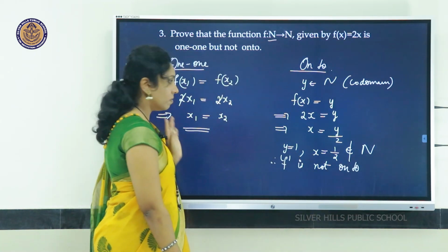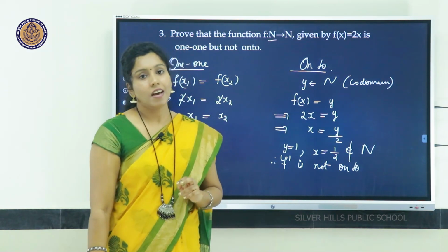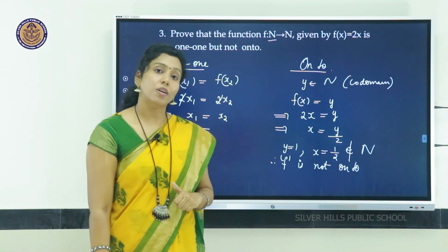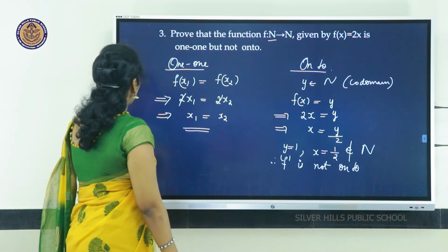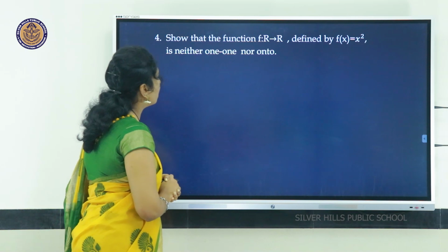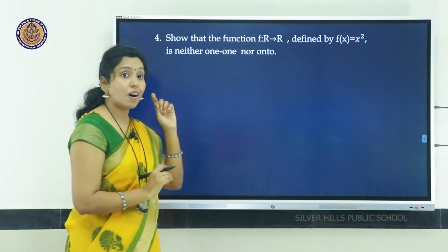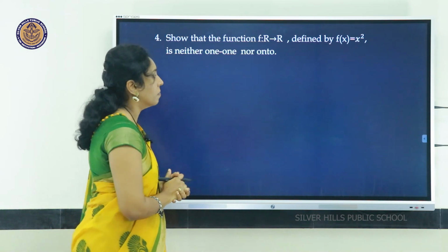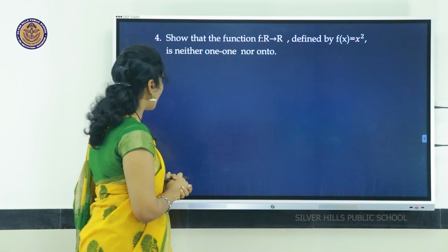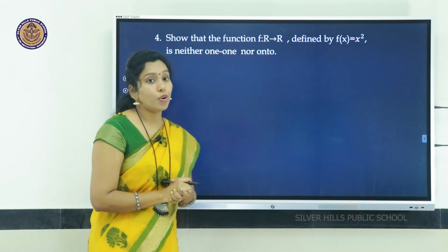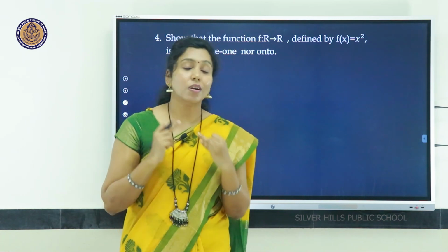We proved using the definition and we just showed one example so that the given function is not onto. Okay, now let us move to the next question. Question number 4. What is it? Show that the function f from R to R, where R is real numbers, defined by f of x is equal to x square is neither 1-1 nor onto. Okay, it is neither 1-1 nor onto.